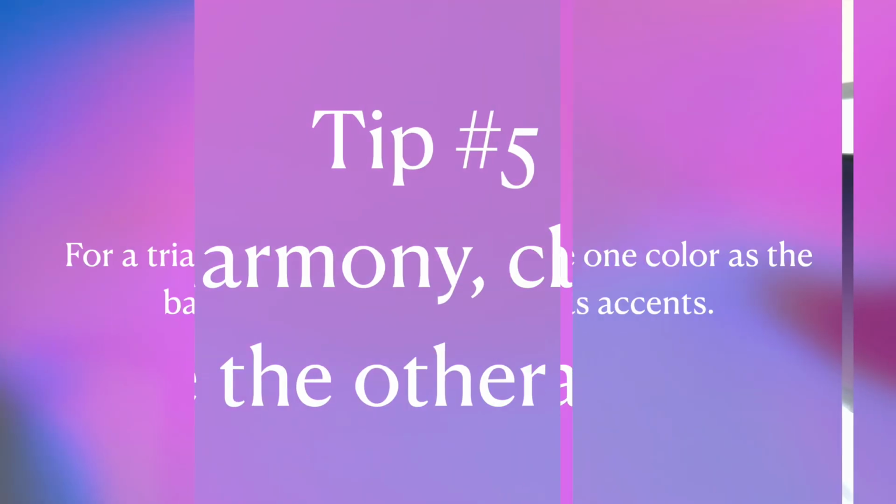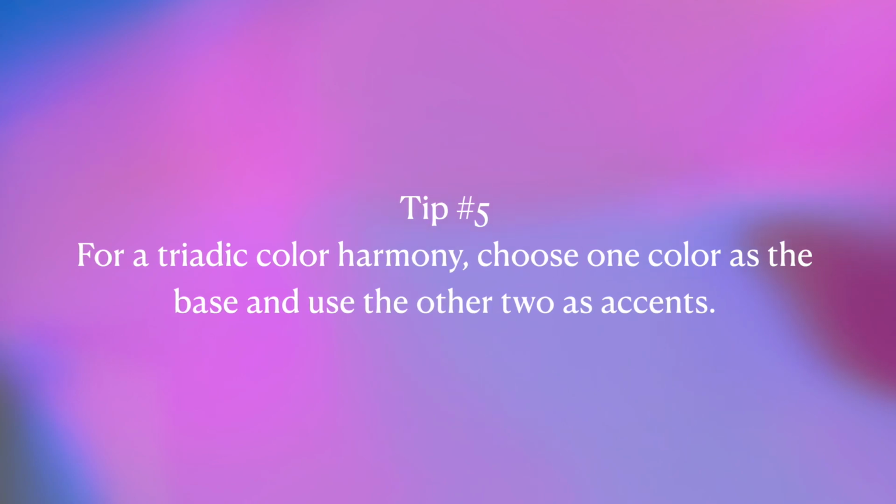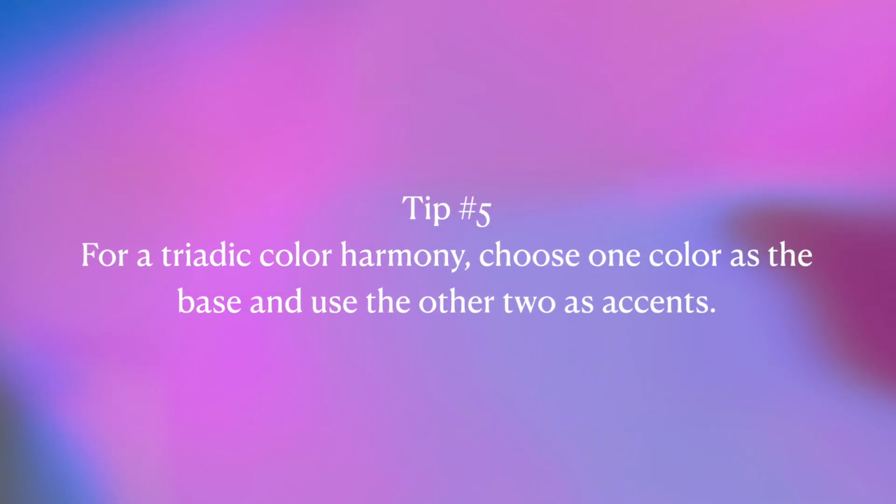And so this leads me to my next tip, which is to keep the space from feeling too chaotic, choose one color as the dominant shade and use the other two as accents. So I had purple as the predominant shade with some pink and then a little bit of green as the accent.